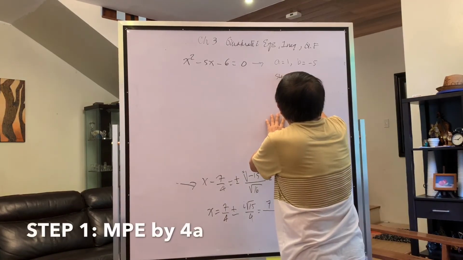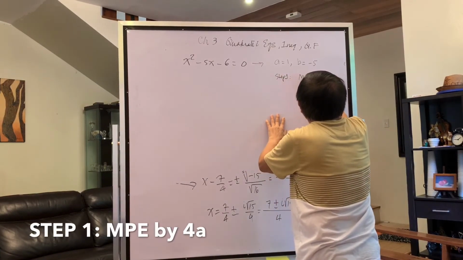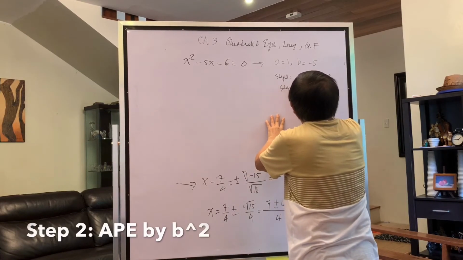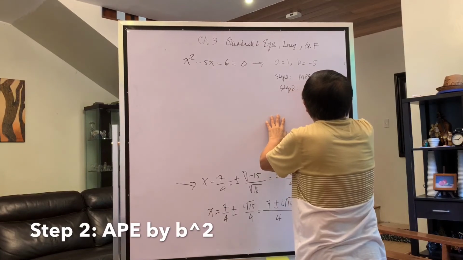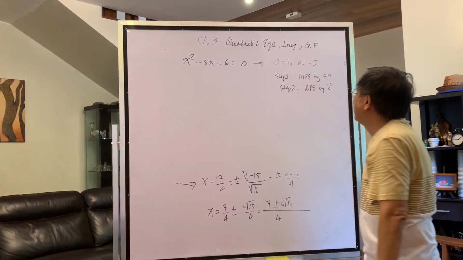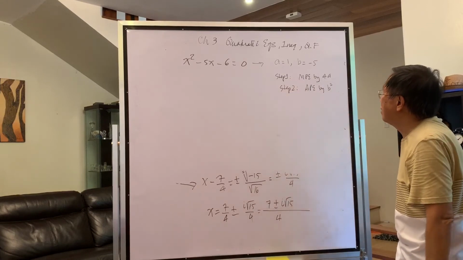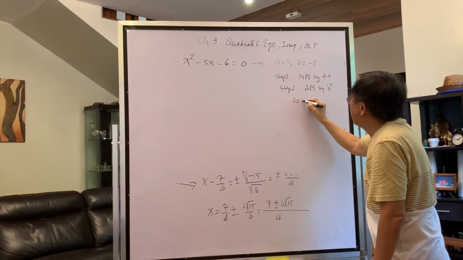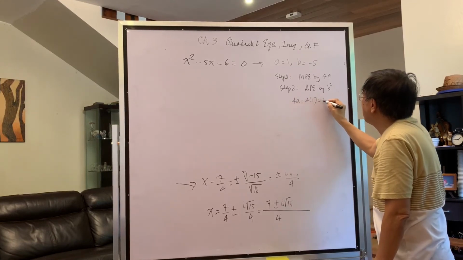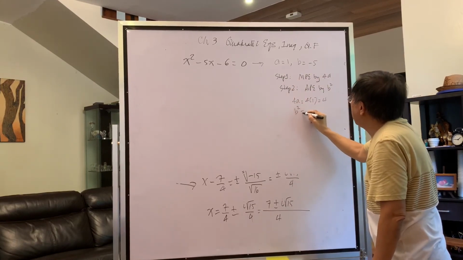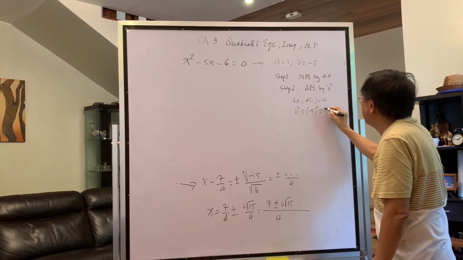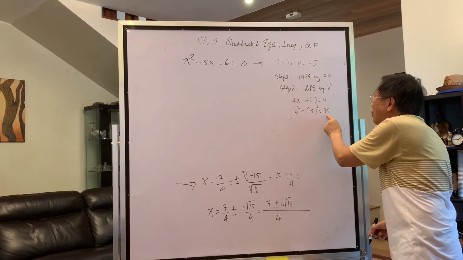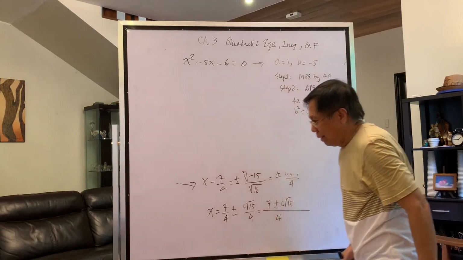Step number 1, MPE by 4a, and step number 2 will be APE by b squared. So these are the steps that we have to follow. Okay? So let's say, what is my 4a here? It will be 4 times 1 equals 4. What is my b squared here? It will be negative 5 squared equals 25. So we need to have only 4 and 25 in that equation.